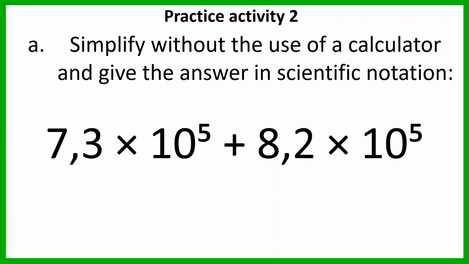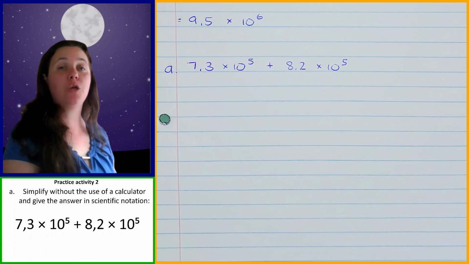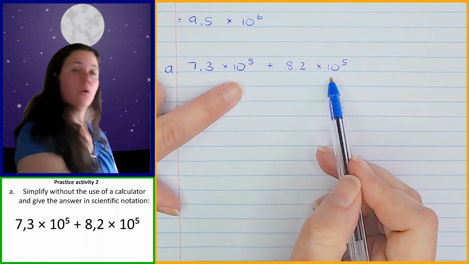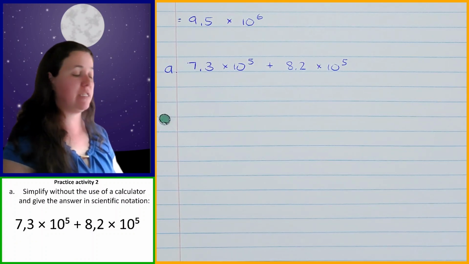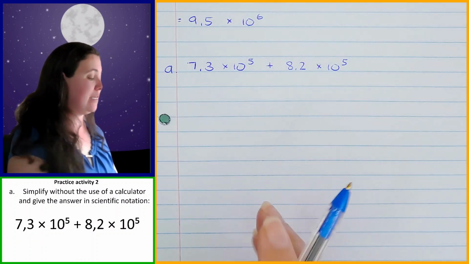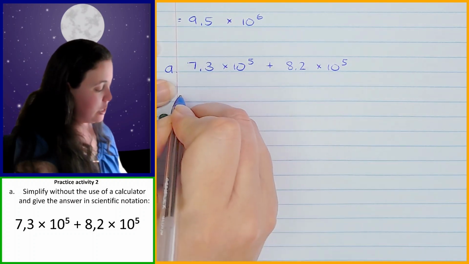Okay, so let's go through that and see what you should have got. Okay, so here I've got my question. Now on this one, you were actually lucky because both of them were already the same power of 10. So you didn't have to change either of them to be the same as the other one. So you can go straight ahead to your addition. So we've got 7.3 plus 8.2. Okay, so we have to work that out.